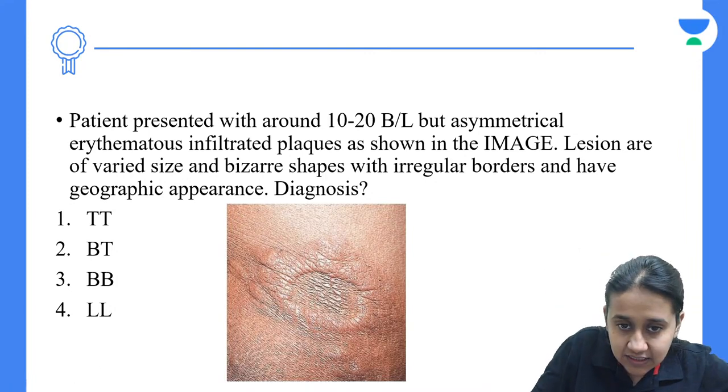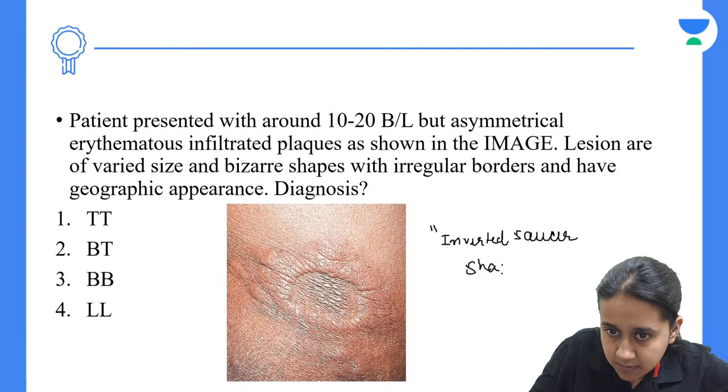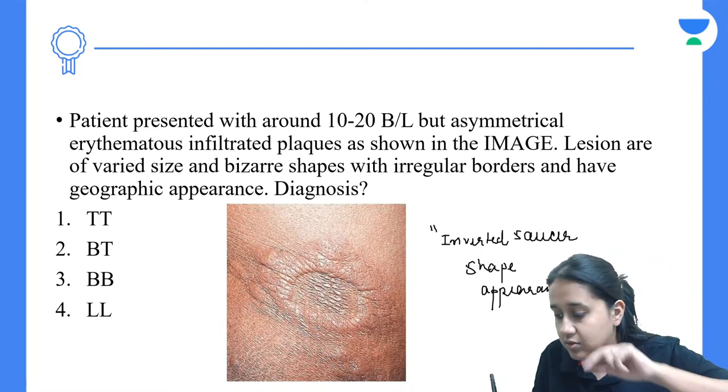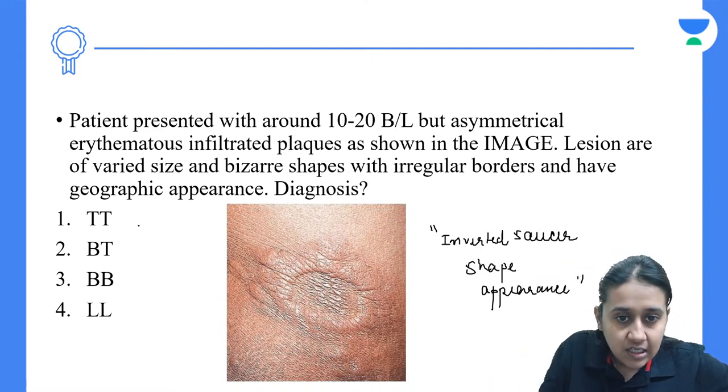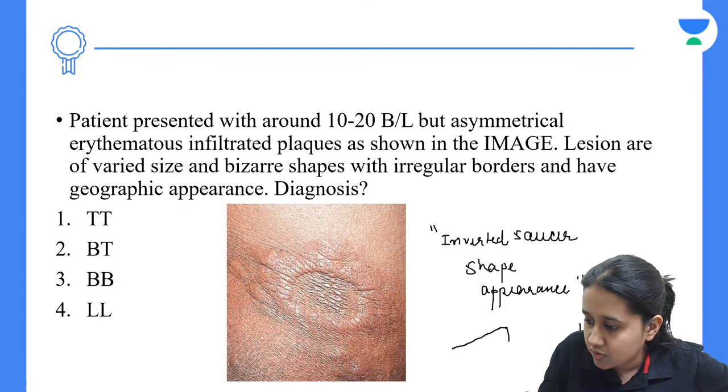Now, this is a very classical inverted saucer shape appearance. Now, look at this. The inner margin is perpendicular like this, while the outer margin is sloping.